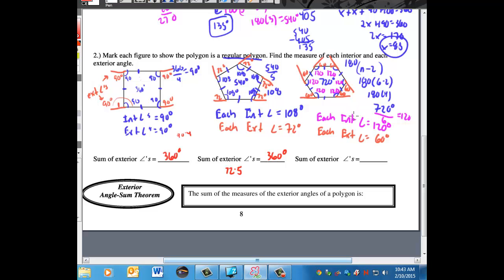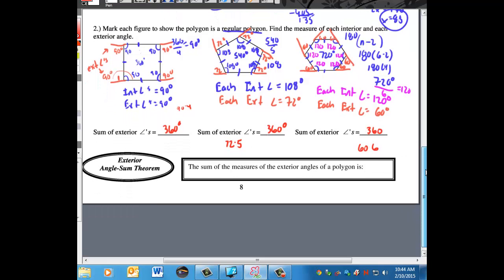Last, we have our hexagon. We have 60-degree angles. We have 6 of those angles, so 60 times 6 would give me 360 degrees. So again, we're being asked to find the sum of the exterior angles. Inside, you were asked to find the sum of the interior. So here's the sum of the interior: 360, 540, and 720. Those are the sums of the interior angles. It's interesting to note that for all these shapes, the sum of the exterior angles was always 360.